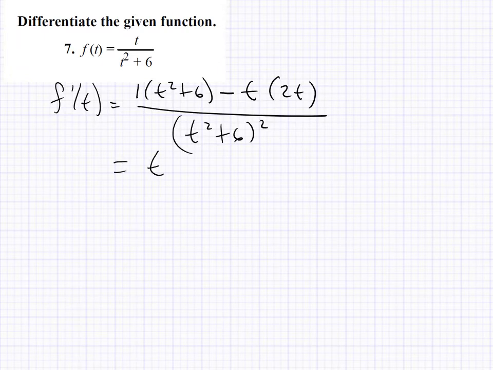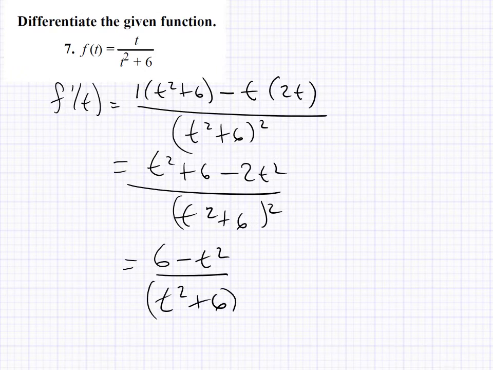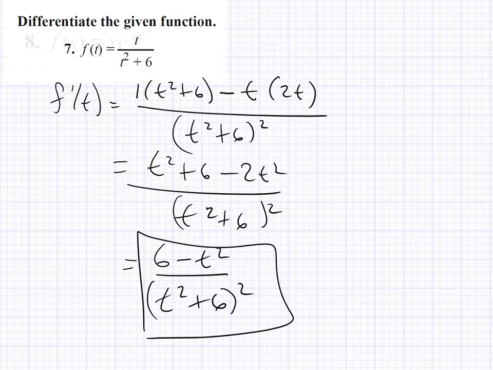So what do we end up with? t squared plus 6 minus 2t squared, all over t squared plus 6, squared. So t squared minus 2t squared, that would give us minus t squared. So 6 minus t squared over t squared plus 6, all squared. Can't simplify this anymore. There's your answer.